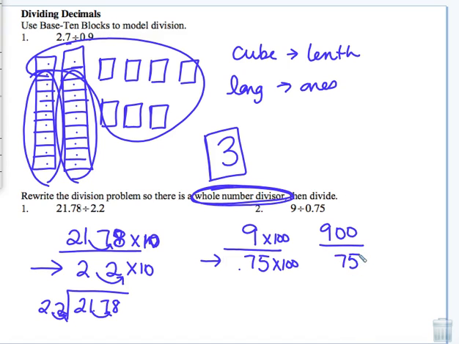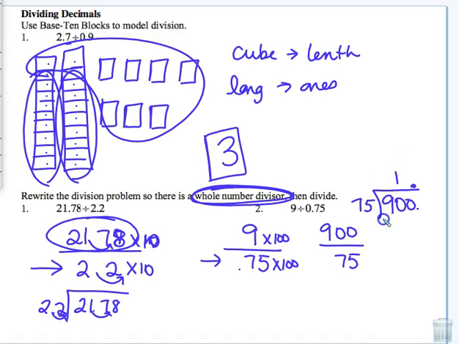So when we do this, the thing is, we don't have to worry about the decimal in the dividend. We have to worry about the decimal in the divisor. And so what that means is the numerator can still have a decimal in it. It's that denominator, that divisor, that has to be a whole number. So when I divide now 900 by 75, that decimal point's here, so it'll move up right here.